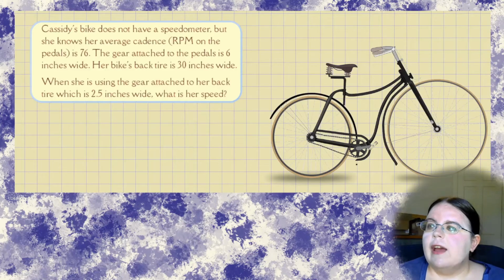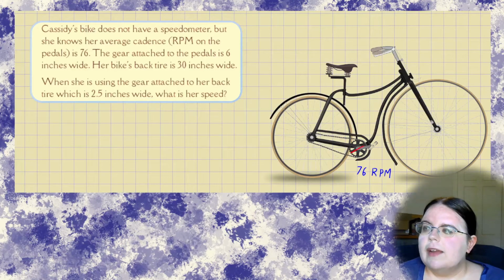So I see that her average cadence is 76 revolutions per minute, and the gear attached to the pedals is 6 inches wide. We're also told that her bike's overall back tire is 30 inches wide. And she's using the gear attached to her back tire, which is 2.5 inches wide.